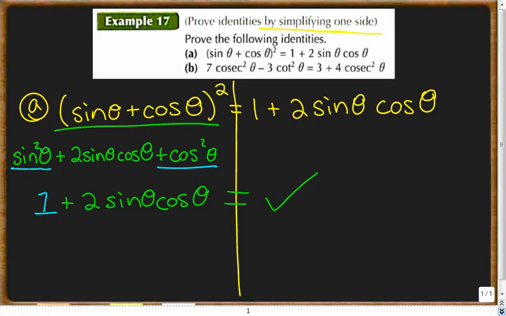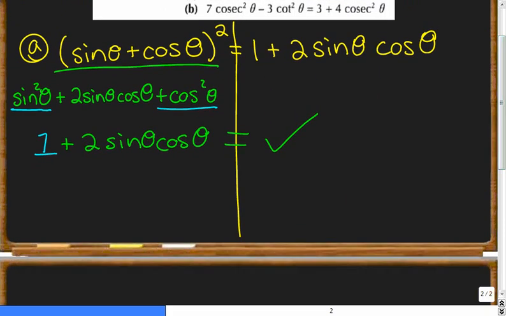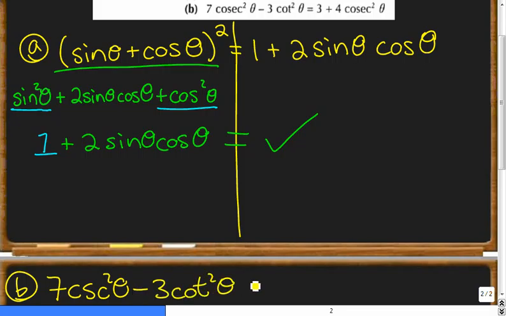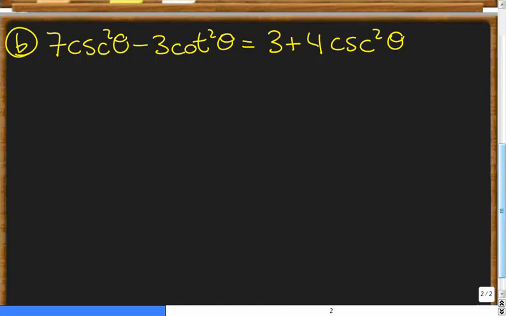So the second one gives me 7 cosecant squared of theta minus 3 cotangent squared of theta equals 3 plus 4 cosecant squared of theta. So with this particular problem, again, I want to try to take the more complicated side, because that's normally the side that I can do more with.